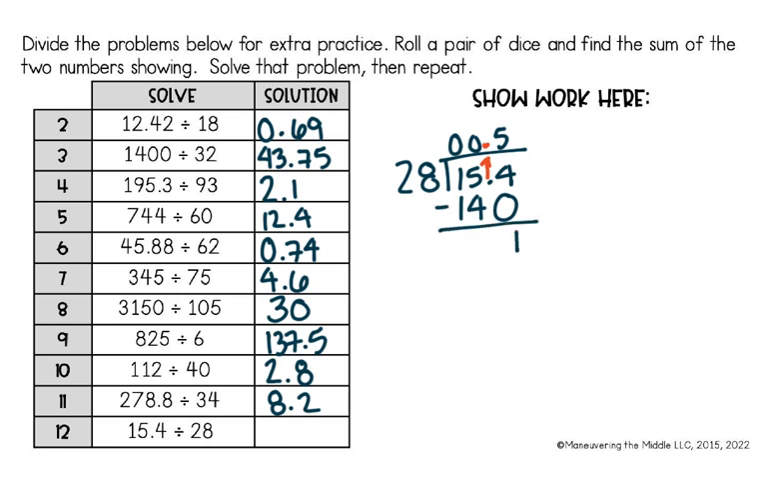4 minus 0 is 4. 5 minus 4 is 1. 1 minus 1 is 0. So we have that remainder, so we need to keep going. We don't need to add a decimal because we already have one. We just need to go ahead and add a 0. Bring that down. Now we have 140, and 28 can go into 140 5 times. 5 times 28 is 140. Subtract, we get 0. So our answer is 0.55.